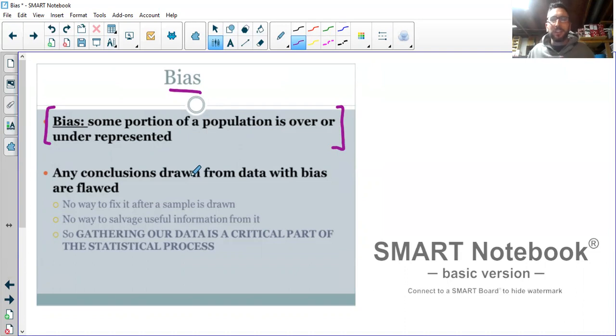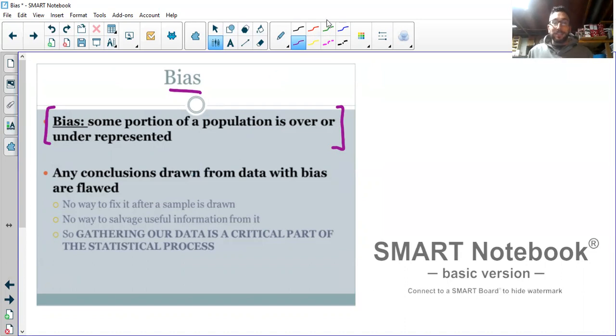But at the same time, if I randomly generate 200 student ID numbers or pull 200 student names out of a hat, it's pretty unlikely that I'm going to pull out all freshmen. Of course, that's an extreme example, but that's the idea. When we randomize, there's a chance that we're going to get a biased sample, but that chance is generally low.